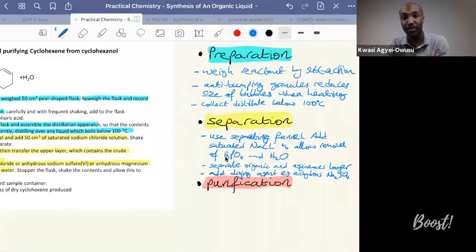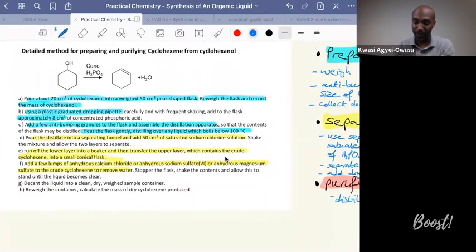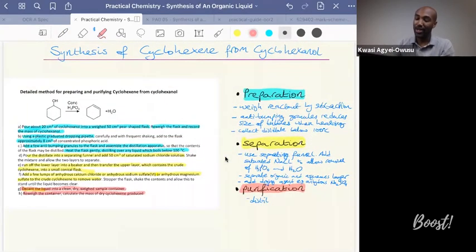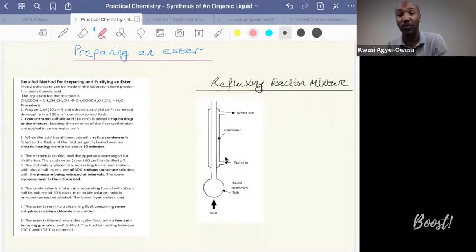So having separated the organic layer from the aqueous layer, you could then go on to distill it further to purify it. Okay, so in this instance, we're told to decant the liquid into a dry weighed sample flask and reweigh the container to calculate the mass of our cyclohexene. You can go on to purify this cyclohexene further by distilling it. Okay, so that's the second possible reaction that you could carry out as far as synthesizing an organic liquid goes.